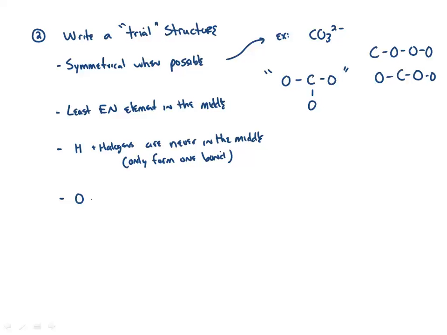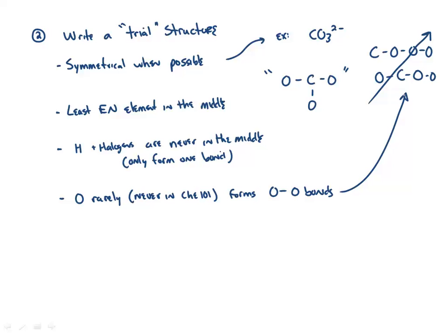Then oxygen rarely, and in this class never, forms oxygen-oxygen bonds. So for instance, we get rid of both of those trial structures because we never expect oxygen to bond to itself. There's one exception to that that's common, that's hydrogen peroxide. Most people are familiar with that. After that, oxygen just would rather bond to other elements than to itself. So those are some general rules that we want to follow.